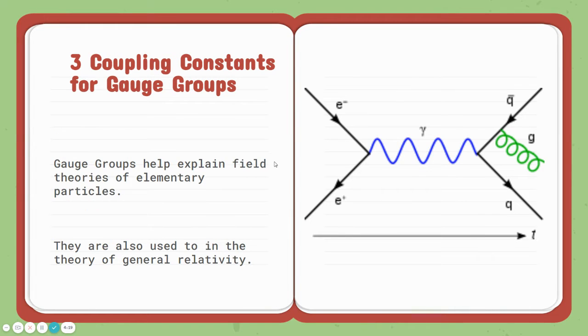And I believe this is the last one. The 3 coupling constants for gauge groups is a part of general relativity and elementary particle theory. Gauge groups help explain the field theories of elementary particles, and they're also used right in general relativity. So they're also rather important. These are the kind of things that our physicists are trying to figure out, the big questions of the day.